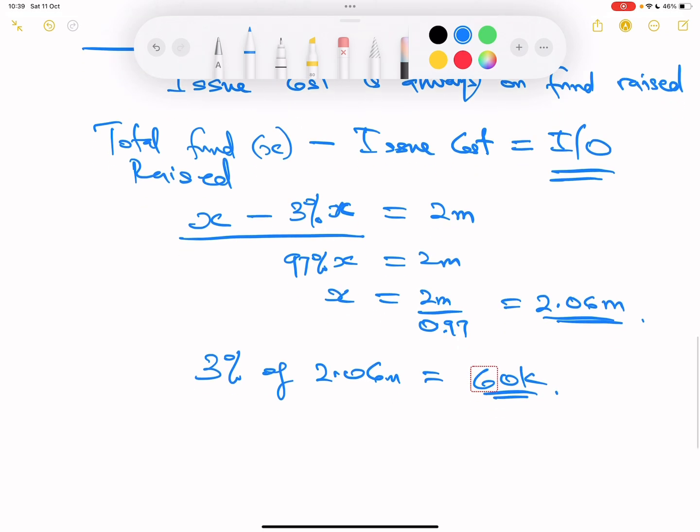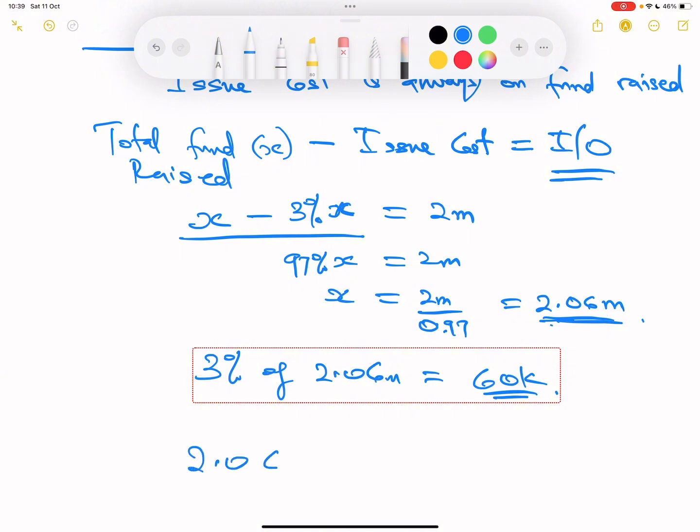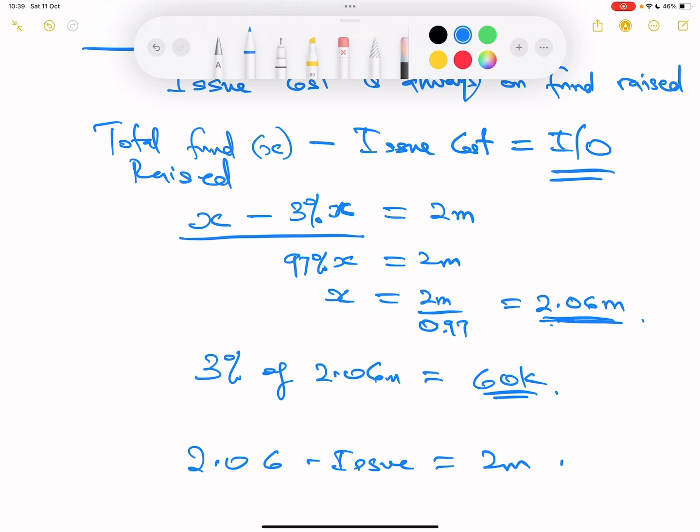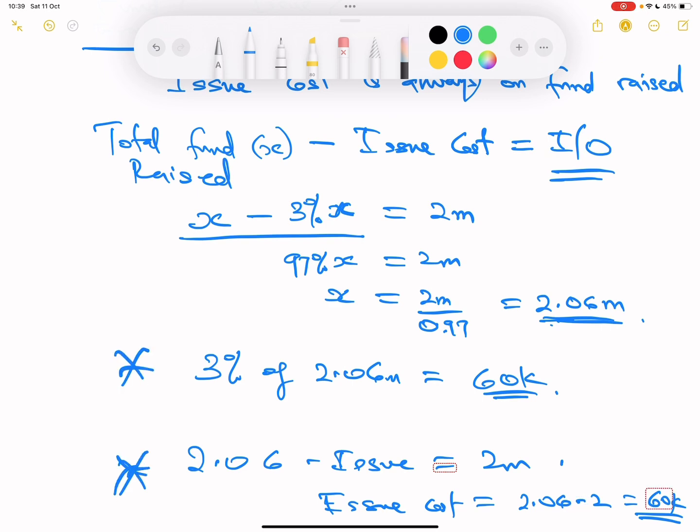Another way to do it is to say if we raise 2.06 million, minus issue cost equals the money we need, 2 million. So issue cost is equal to 2.06 minus 2. That is still equal to 60K. So either use this approach or use this approach. What is important is to understand this relationship.